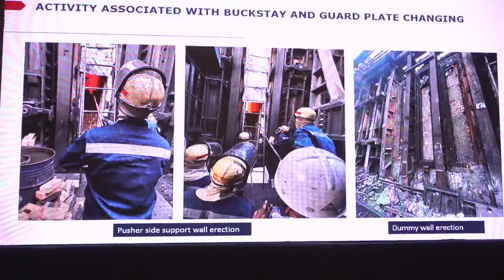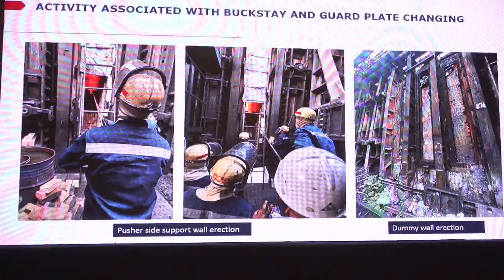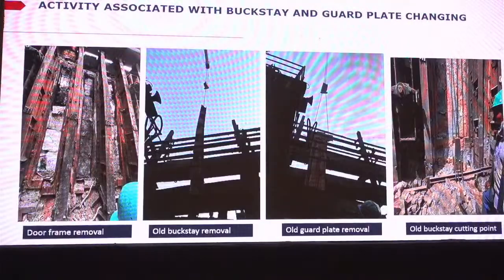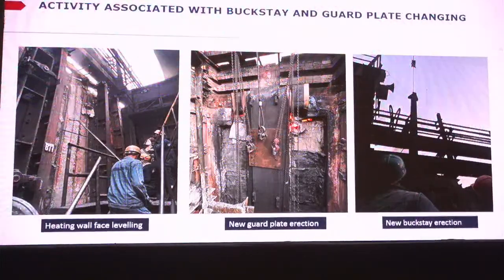So this is the activity carried out during guard plate changing. On the pusher side, first we erected the support wall and then the dummy wall. Pusher side bucket stay locking and door frame removal, old bucket stay removal, old guard plate removal and bucket stay cutting point. 875 heating wall face after removing the guard plate and bucket stay. 876 and 877, these 3 ovens were critical, as the guard plate and bucket stay were damaged.